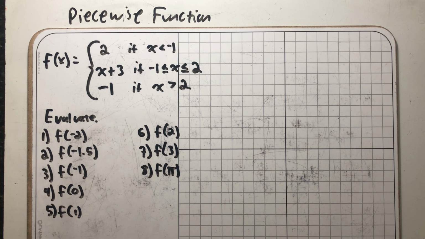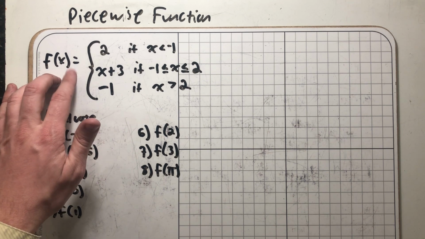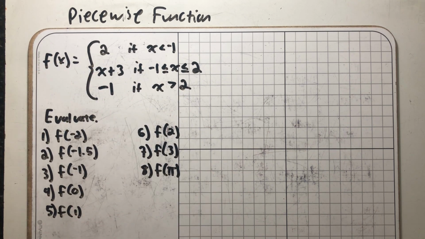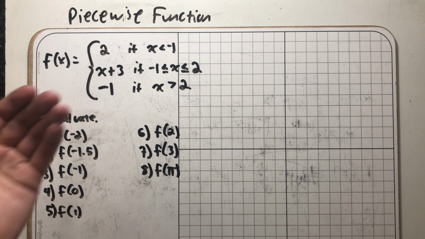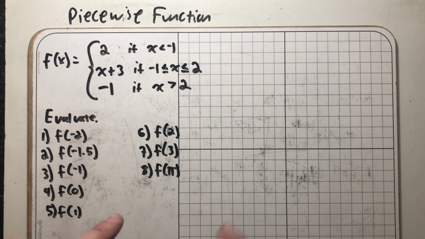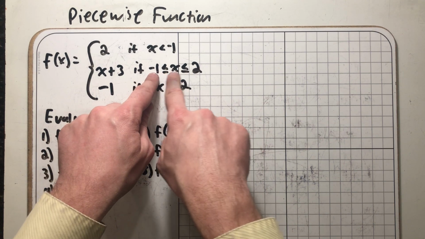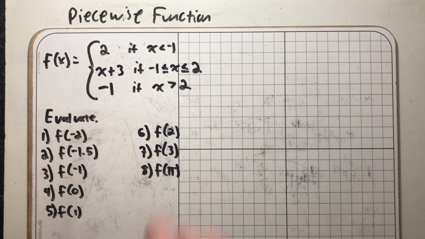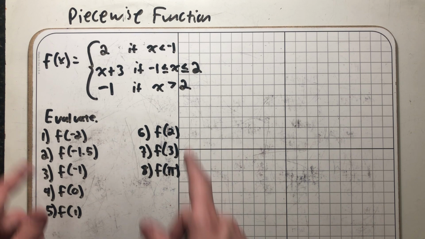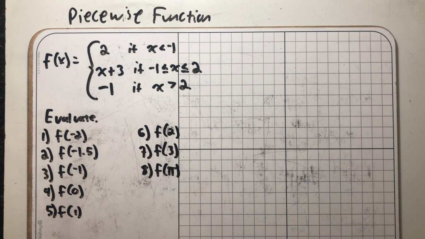So here I have a piecewise defined function where f of x is equal to 2 for all the x's less than minus 1, x plus 3 if x is between minus 1 and 2, including minus 1 and 2 with those equals in there. And then finally, if I have an x value that's larger than 2, I'm just going to get out minus 1. So I have several examples here where I want to evaluate this function.